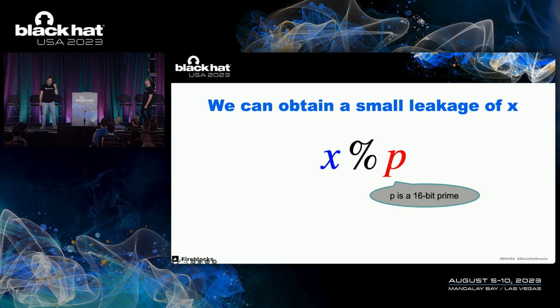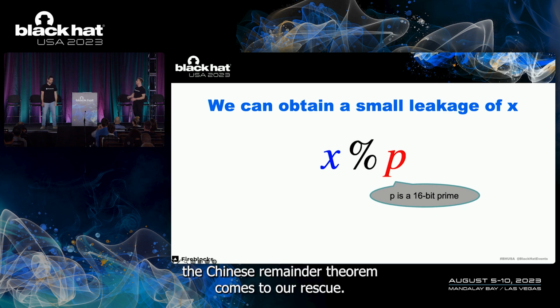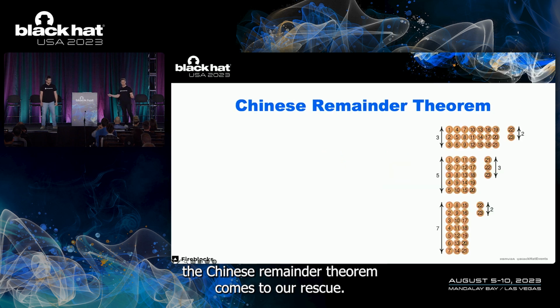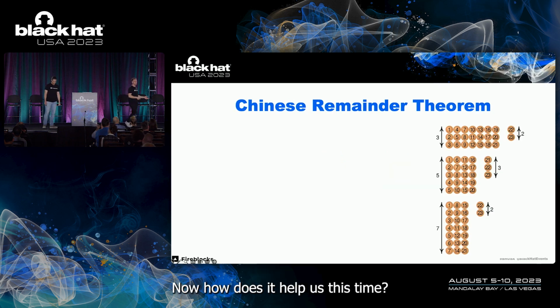And we don't get x in the full. So we would like to have a way to obtain x in the clear. Worry not, Nikos. Once again, the Chinese remainder theorem comes to our rescue. Now, how does it help us this time?